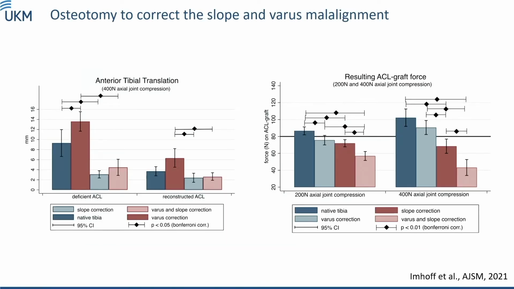And again, Imhoff has extensively investigated this issue, and they looked at combined slope-reducing osteotomy and varus correction. If you look at their data, they found that anterior tibial translation was efficiently reduced via slope-reducing osteotomy, while a concomitant reduction of varus was not as significant. When, however, looking at the ACL graft force, a combined slope-reducing osteotomy and valgization was efficient in reducing the ACL graft force.